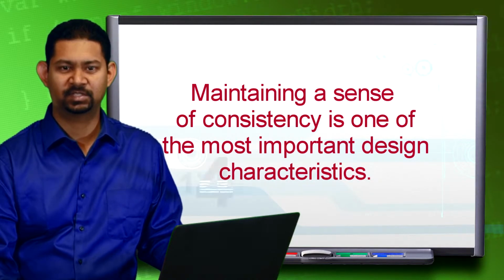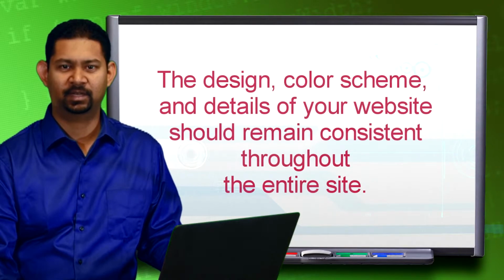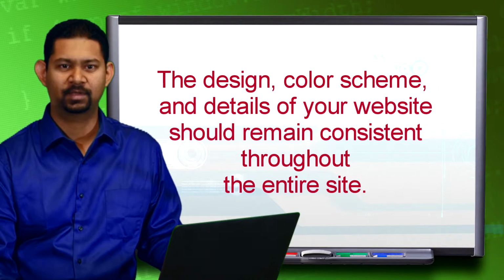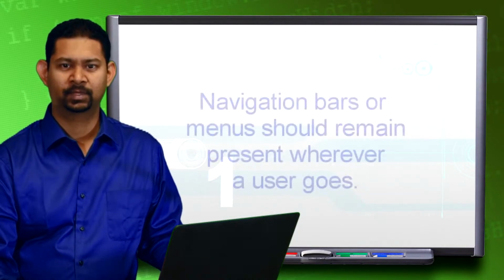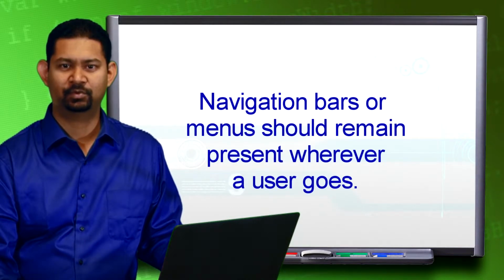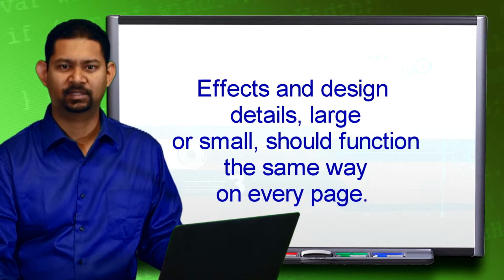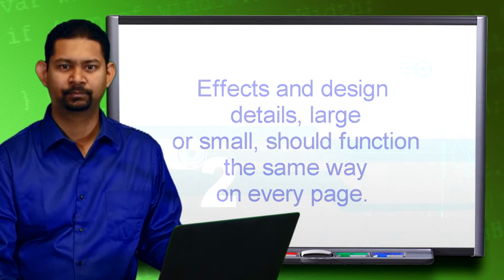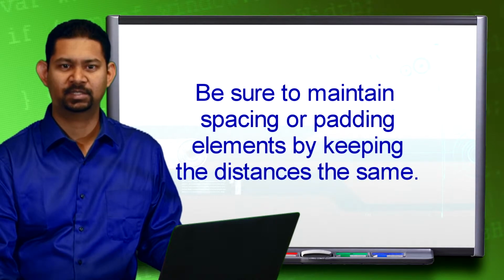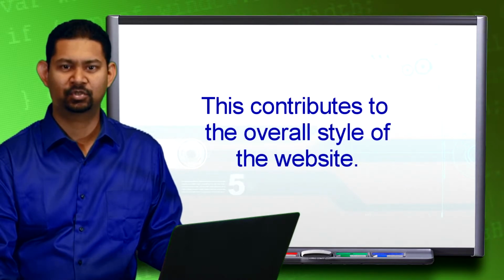Maintaining a sense of consistency is one of the most important design characteristics. The design, color scheme, and details of your website should remain consistent throughout the entire site. Navigation bars or menus should remain present wherever a user goes. Effects and design details, large or small, should function the same way on every page. Be sure to maintain spacing or padding elements by keeping the distances the same. This contributes to the overall style of the website.